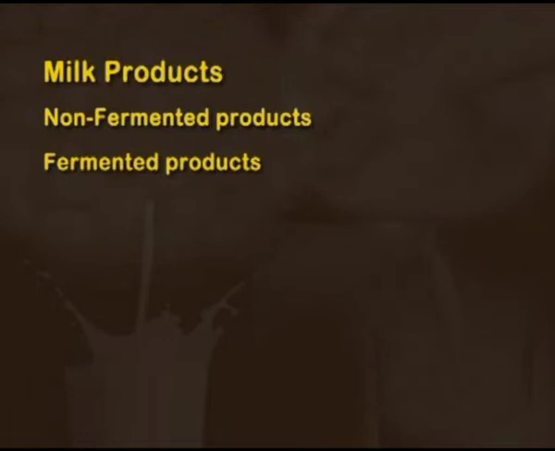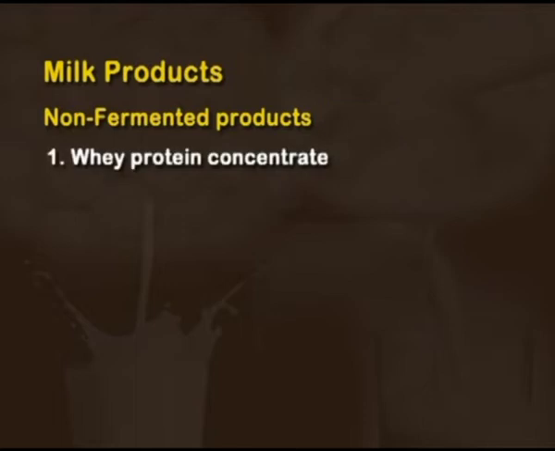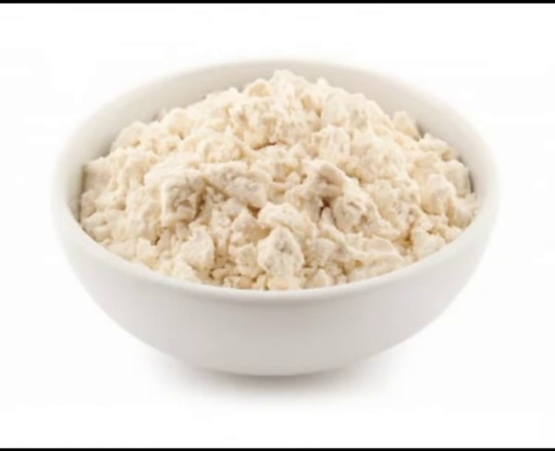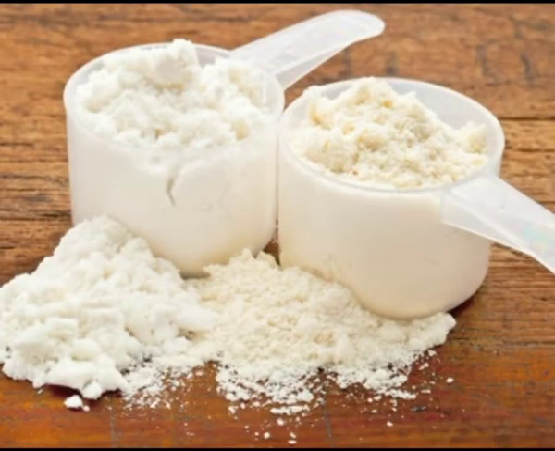Now we divide the milk products into basically two categories, the non-fermented milk products and fermented milk products. I am going to start with the non-fermented milk products. The first is the whey protein concentrate, which gets separated from milk through a process of ultrafiltration, and it has very high biological value and protein efficiency ratio. It is separated from the milk in concentrations of 20 to 80%, and it is used for adding to various products to increase their biological value and also the protein value.